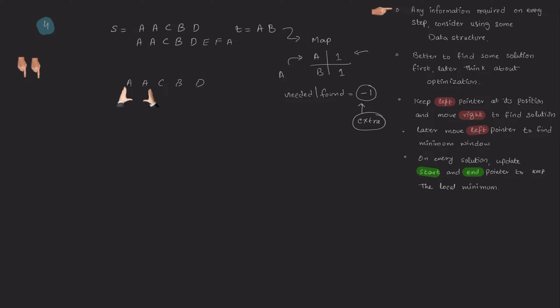Now consider the same thing here. In that case, we found 2 A's. 1 A is extra. Now we will move this pointer further. We found nothing. And now we move further.